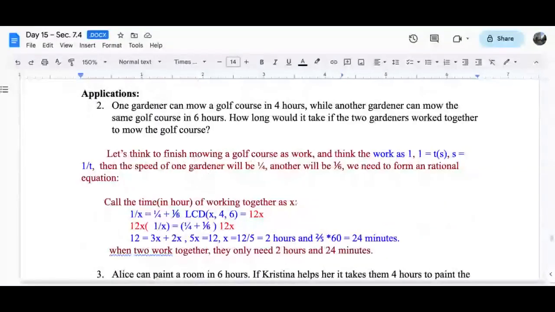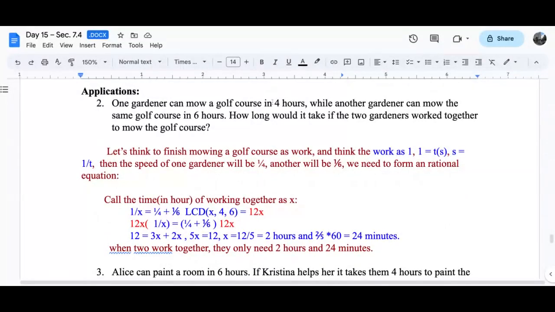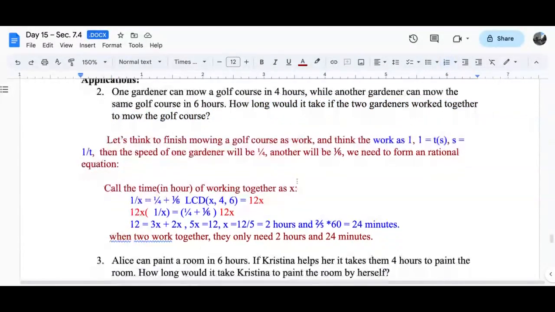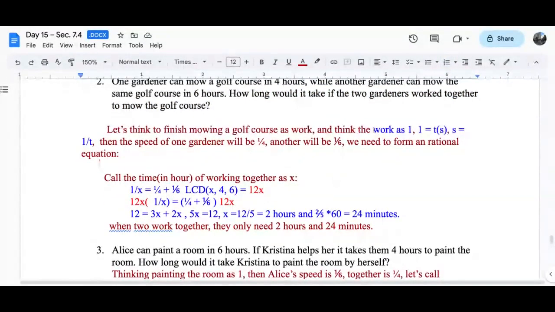So this is a work done question. One gardener uses 4 hours to finish the work, another uses 6 hours to finish. So how long would it take if they work together? One trick is that we always think of the work done as one, because it will cancel out in the end anyway. So we just think, okay, work done as one.